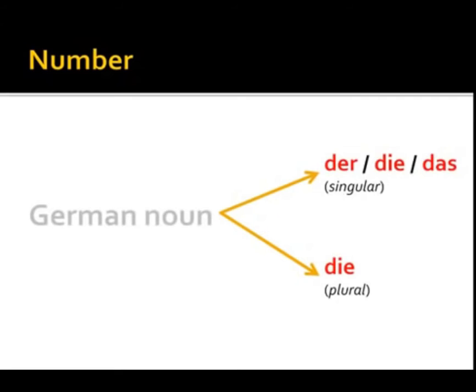A German noun, if it is singular, will either be masculine, feminine, or neuter. It can be preceded by the definite article der, die, or das. If a German noun is plural, it will only indicate the number. It will not indicate the gender. Therefore, it will only be preceded by the definite article die.